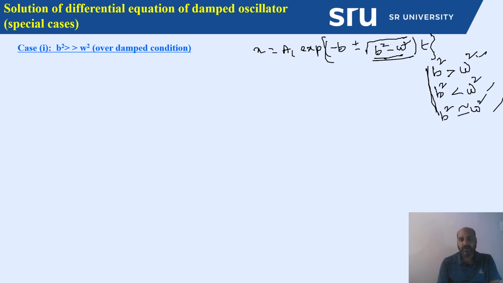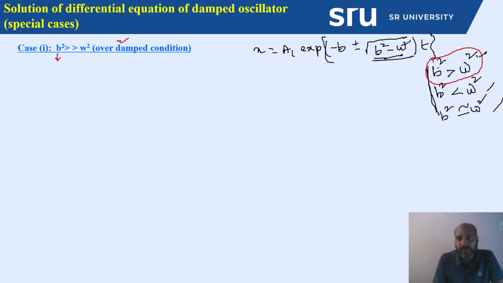Now out of these three, we are choosing the first one. If b square is greater than omega square, what may be the result? So b square is much greater than omega square. I mean we are taking this condition. Generally we call this condition the over damped condition. By the condition itself it is saying the resistance force is much more compared to natural oscillations. That's why it is over damped.